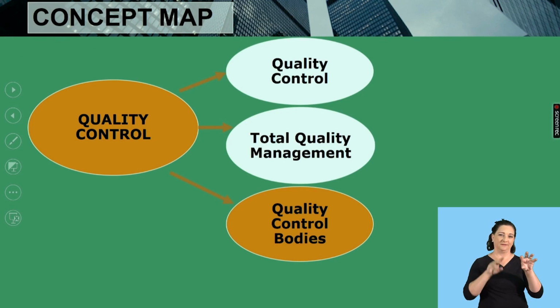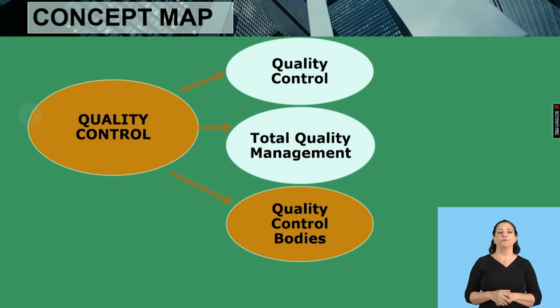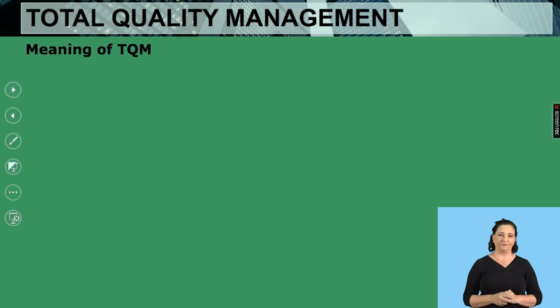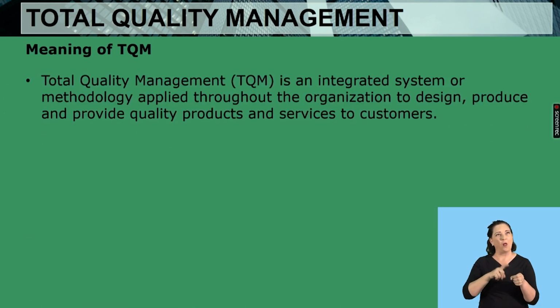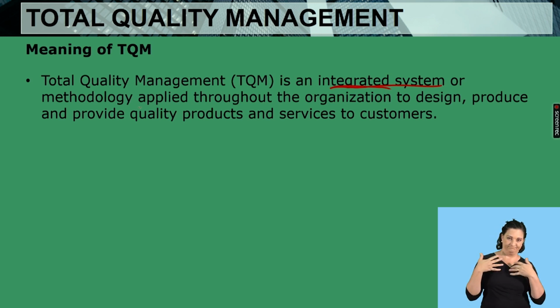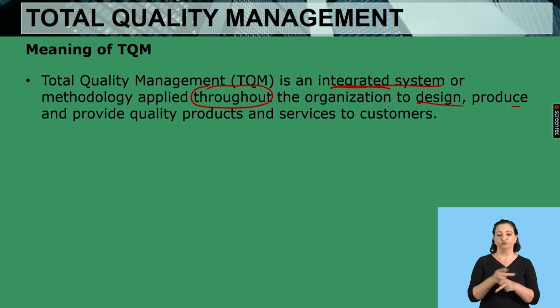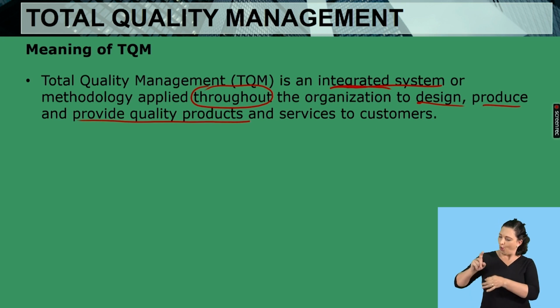Let's then look at total quality management. Now you would ask yourself, what is total quality management? The word says it all, grade 11s. It is an integrated system, or a methodology rather, that is applied throughout the organization to design, to produce, and provide quality products and services to our customers.